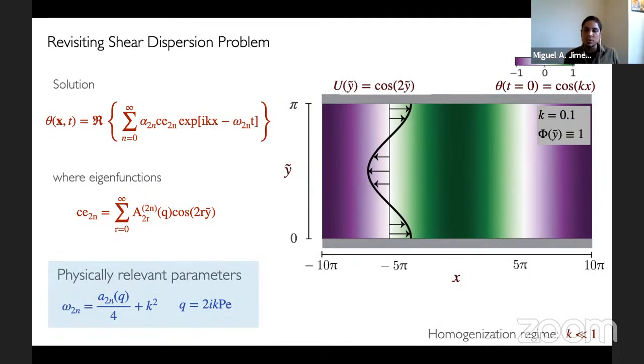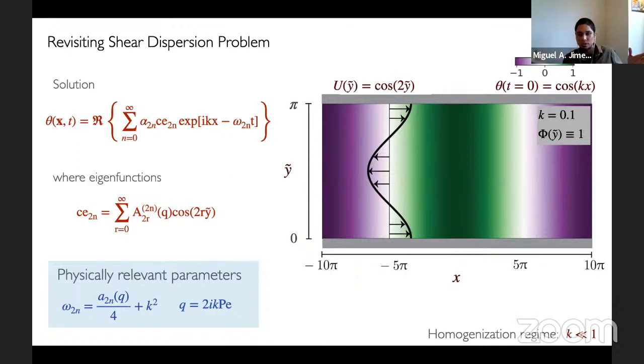I think the most beautiful part of this result is that Mathieu functions depend on a single parameter, which is a canonical parameter Q. In this case, the canonical parameter contains all of the relevant physics of the problem. It's purely imaginary, which has its own pretty interesting consequences.